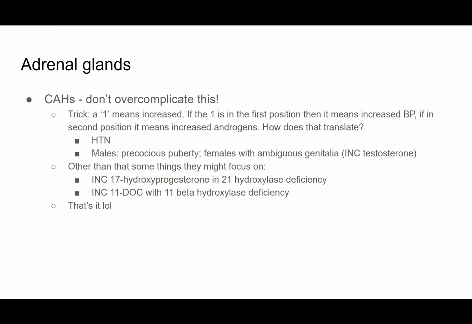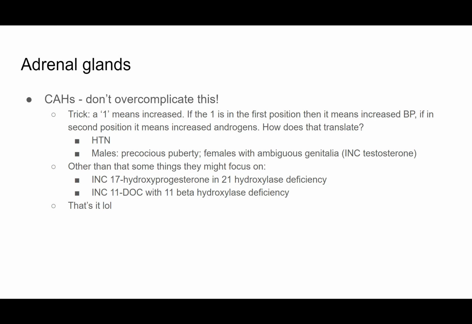So if you see any mention of male precocious puberty or female ambiguous genitalia, then you know there's a 1 in the second position. If there's hypertension, you know there's a 1 in the first position. So literally it's that easy. It may be 2 questions on the exam. It's not the most high yield thing, but it will get you a couple of points.